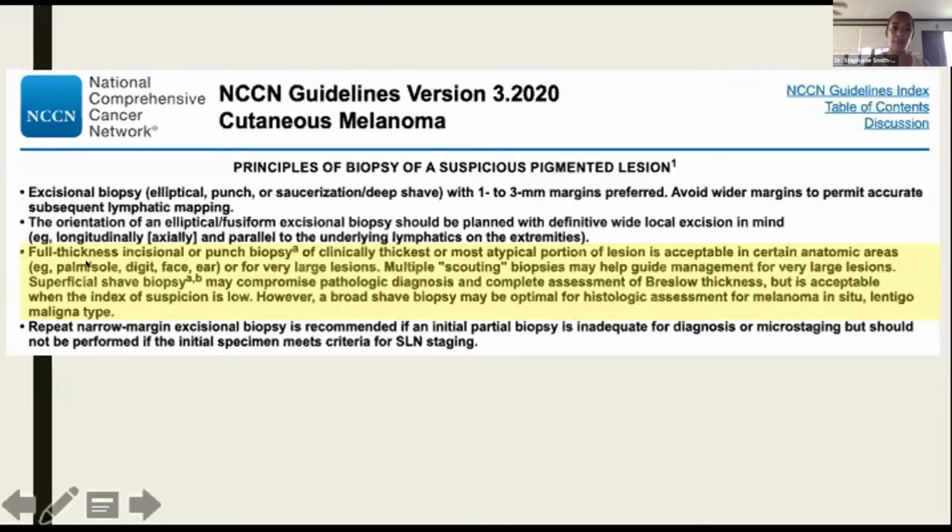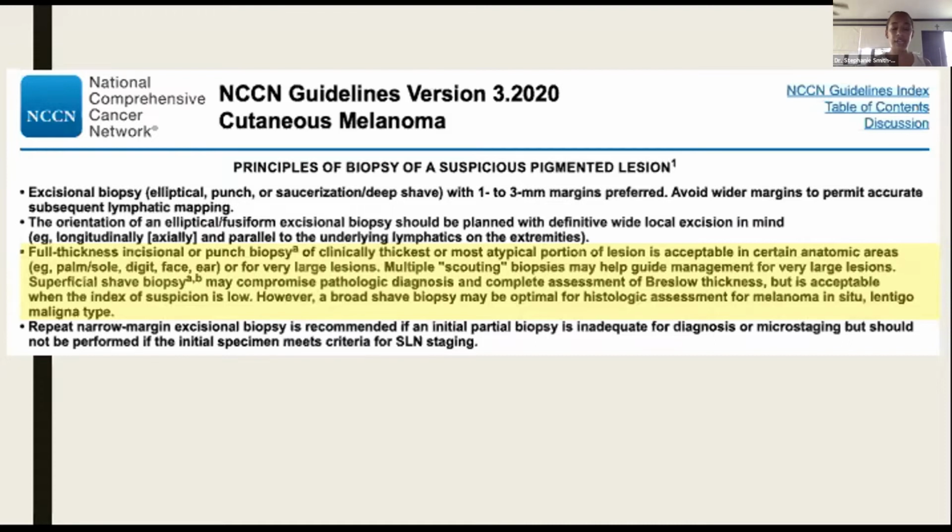And very often it's on the palm or the sole and on the digits. They also recommend multiple scouting biopsies that may help guide the management for these very large lesions. So remember, initially we said that the Breslow's depth is the most important prognostic indicator for these lesions. You want to have an accurate Breslow's depth because this will ensure that you are most appropriately managing these patients, which we'll go on to discuss on how the Breslow's depth helps us to do that.